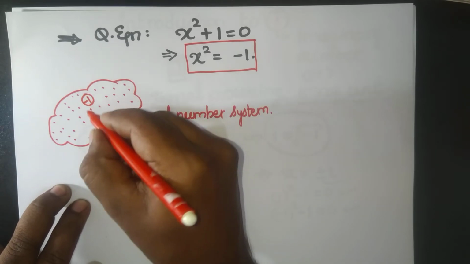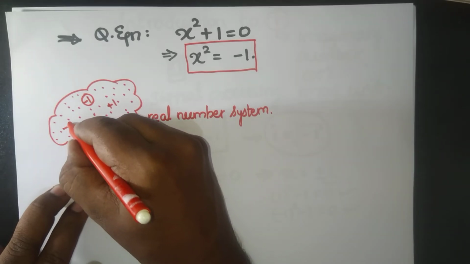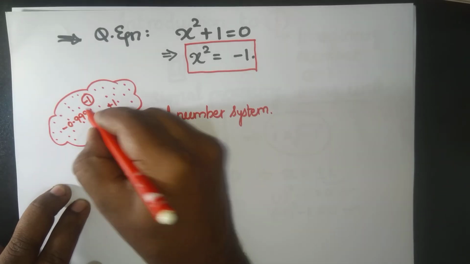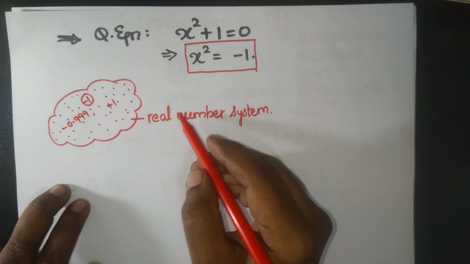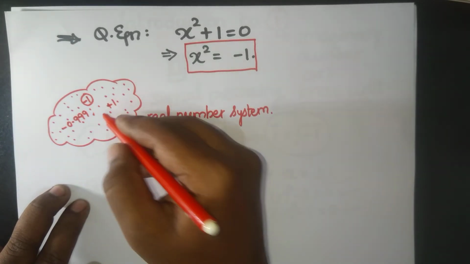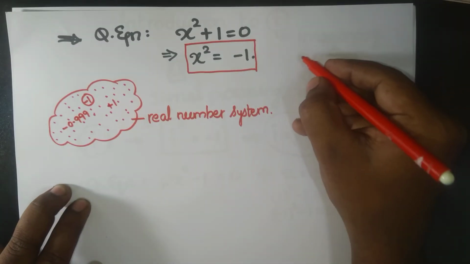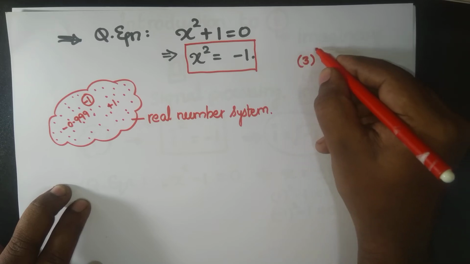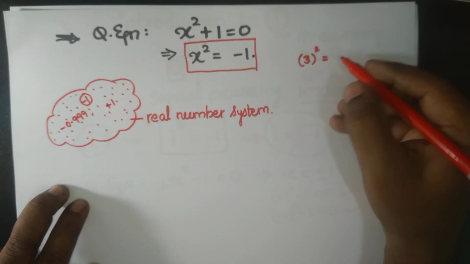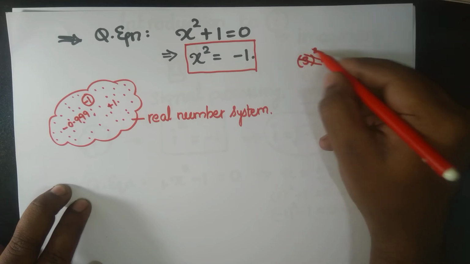And somewhere there is say +1. And somewhere there is say -0.999, and so on. None of these real numbers will fit into this. For example, let me take x is equal to say 2 or 3. So 3 multiplied by 3, of course it is 9.